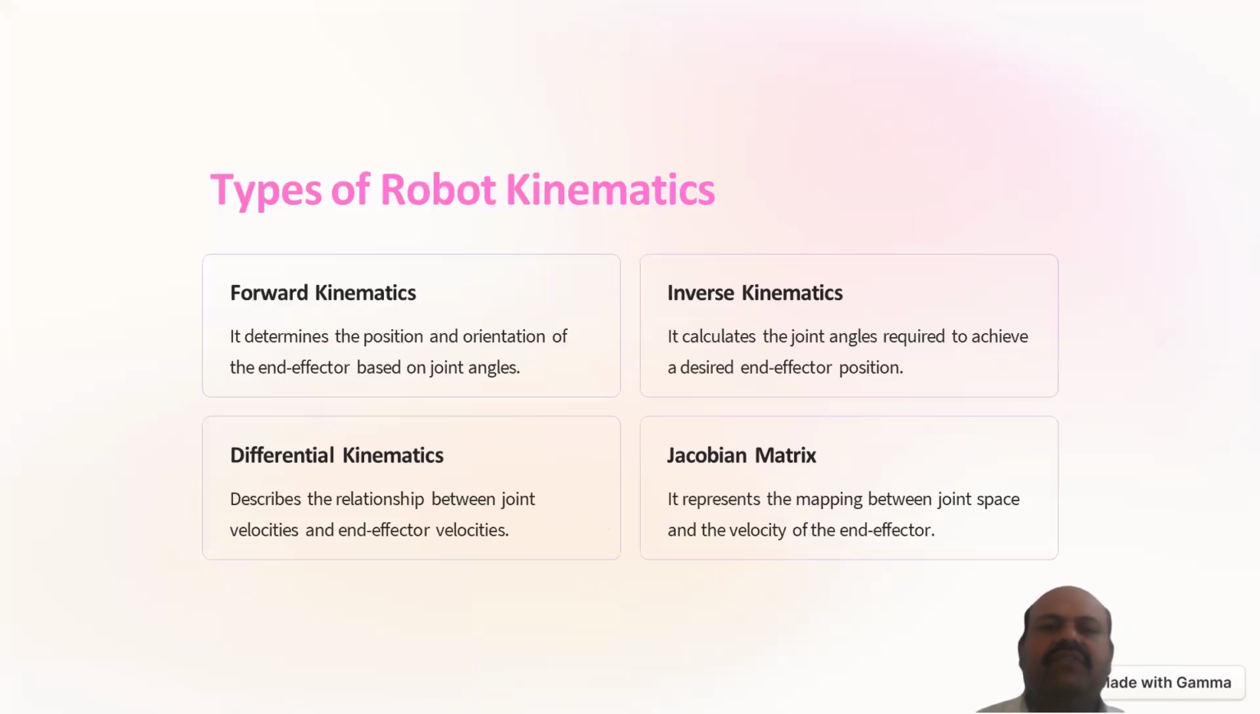What are the types of robot kinematics we have? One is forward kinematics, then inverse kinematics, differential kinematics, and the Jacobian matrix. Forward kinematics determines the position and orientation of the end effector based on the joint angles. Inverse kinematics calculates the joint angles required to achieve a desired end effector position. Differential kinematics describes the relations between joint velocities and end effector velocities. The Jacobian matrix represents the mapping between joint space and the velocity of the end effector.